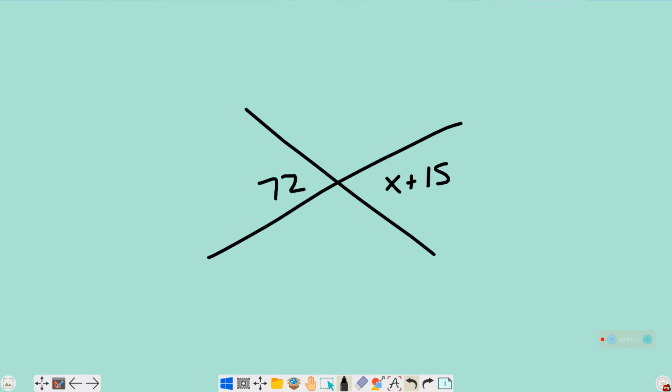Two lines meet at a point. Our job is to set up and solve an equation to find the value of x. These are both vertical angles because they are directly across from each other when two lines intersect. And what we know about vertical angles is that they are equal in measure.